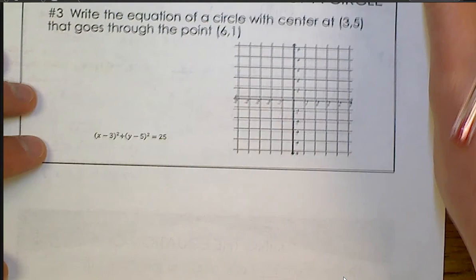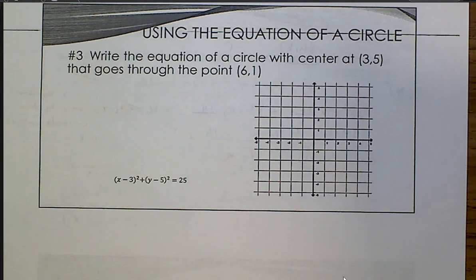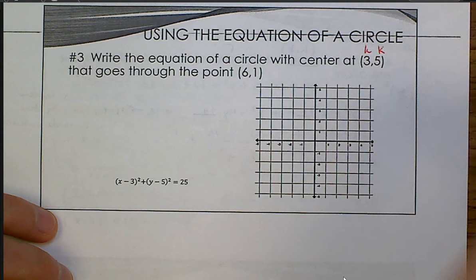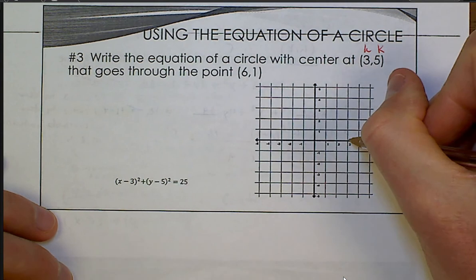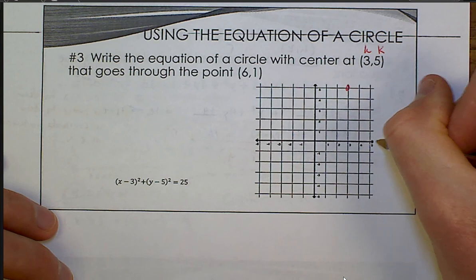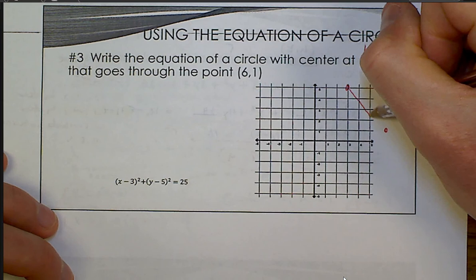Moving on, we got one more. Okay, so this one is a little bit different. It says write the equation of a circle with the center, this is my h, this is my k, and goes through the point 6, 1. So if you want to draw this out, you can. You don't have to. There's 3, 5. 6, 1 is actually off the page a little bit there. Okay, and we want to write the equation of this.